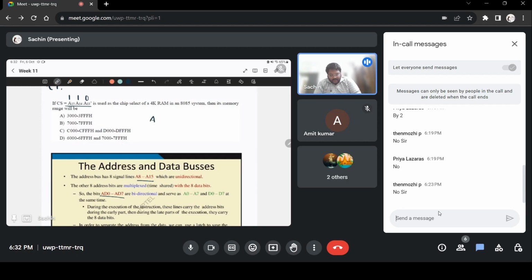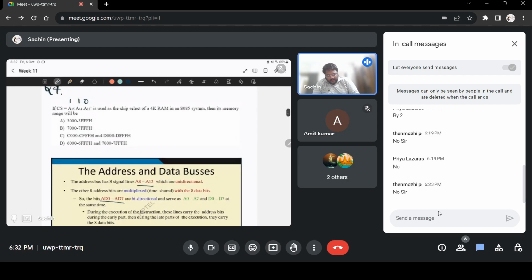Suppose A15 is 0, then CS is 0. Or if A14 is 0, then also CS is 0. Or if A13 is 1, then CS is again 0. So whenever CS is 0, that chip won't be selected, the memory chip. Whenever CS is 1, the memory chip will be selected. So we want A15 to be 1, A14 to be 1, and A13 to be 0 whenever we want to select that chip.